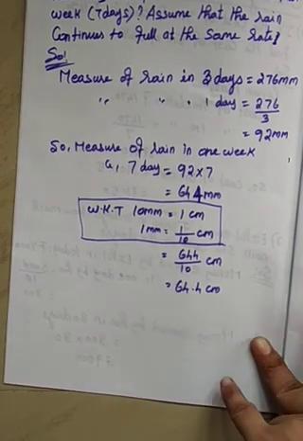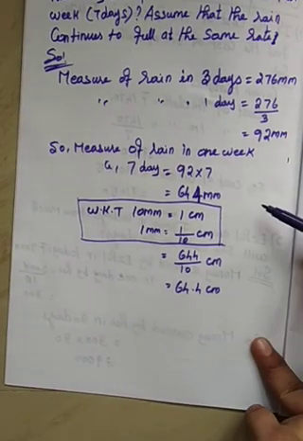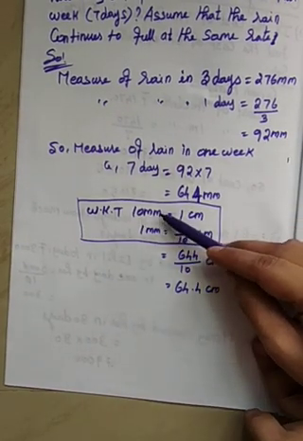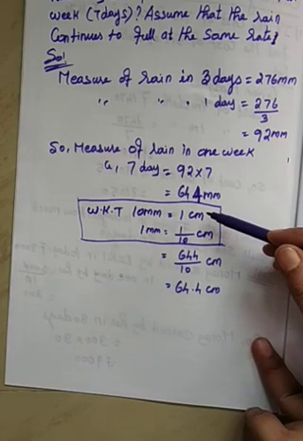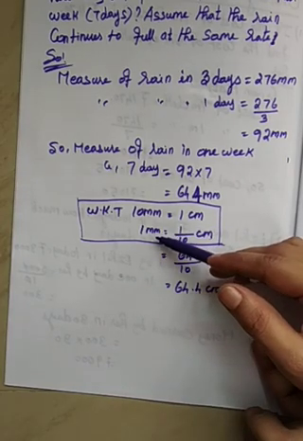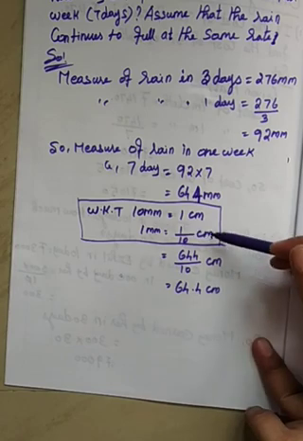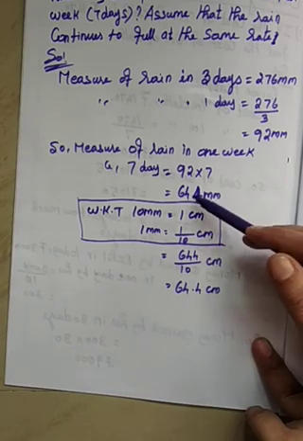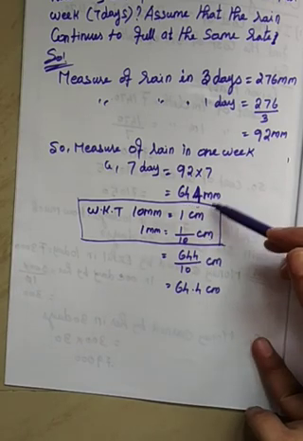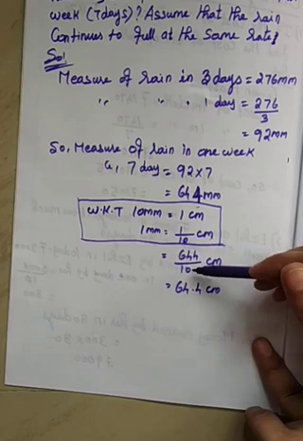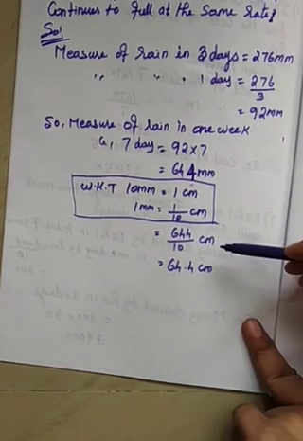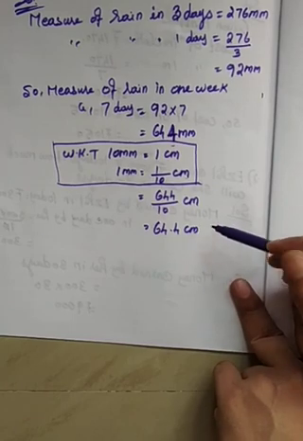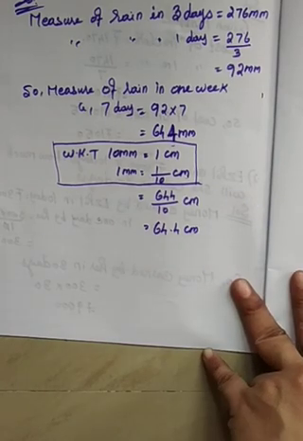So you have to change this millimeter to centimeter. Everybody knows that 10 millimeter equal to 1 centimeter. So what is 1 millimeter? 1 millimeter equal to 1 by 10 centimeter. So 644 millimeter is equal to 644 by 10 centimeter. So your answer is 64.4 centimeter. Okay.